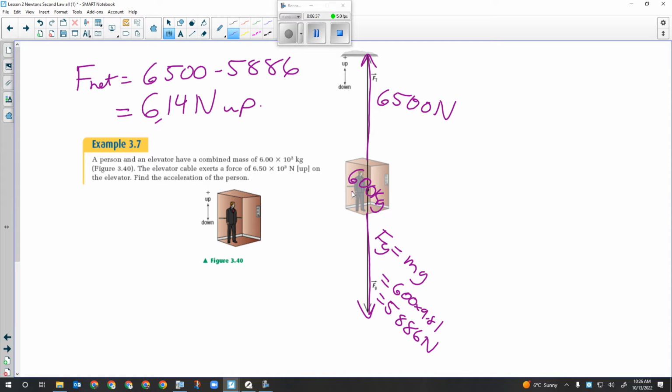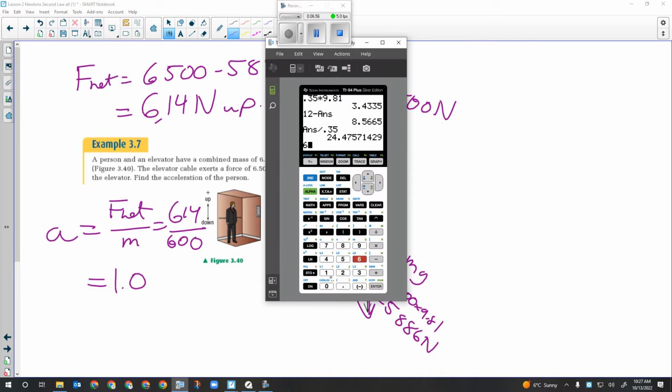I'm supposed to find out how fast. So the acceleration will be F net divided by m. 614 divided by 600 is going to give me like 1.02, I think. 1.02.